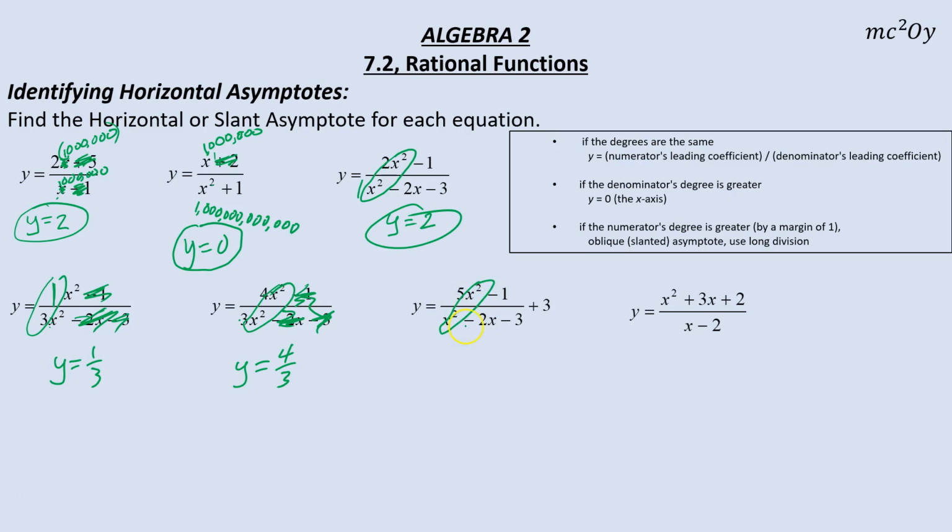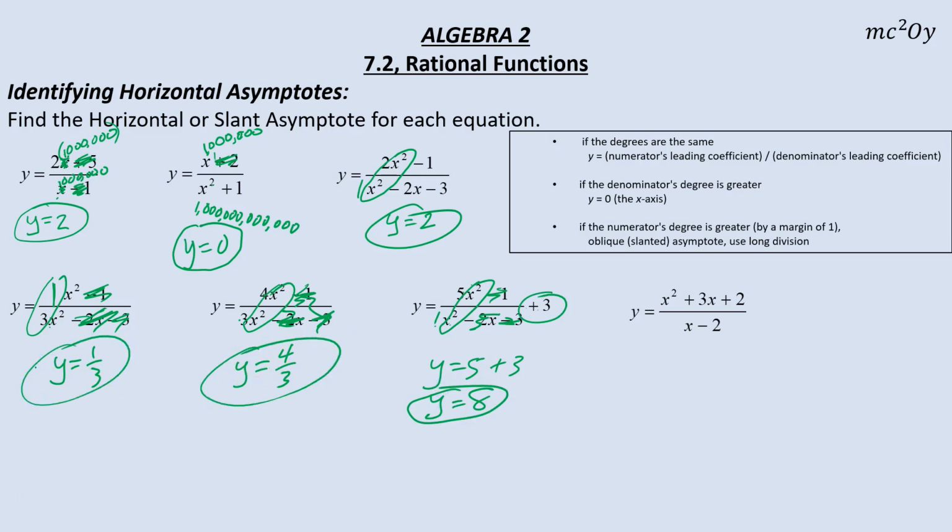Degrees are the same, so we have 5 over 1. So y equals 5. But notice you have a 3 at the end. So this would be like having 5 million divided by 1 million. Well, that's 5 plus 3 extra. So we have to add on that 3 that's on the outside here. We can ignore these things because they're part of the fraction, but the 3 is a whole number. Got to add that on. So my asymptote's actually at y equals 8.